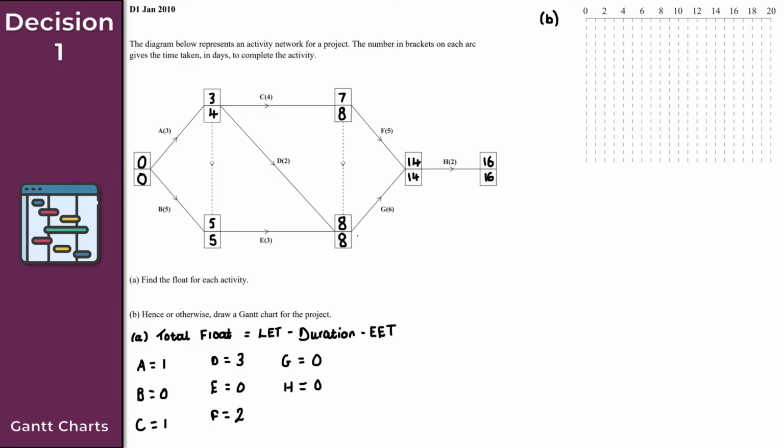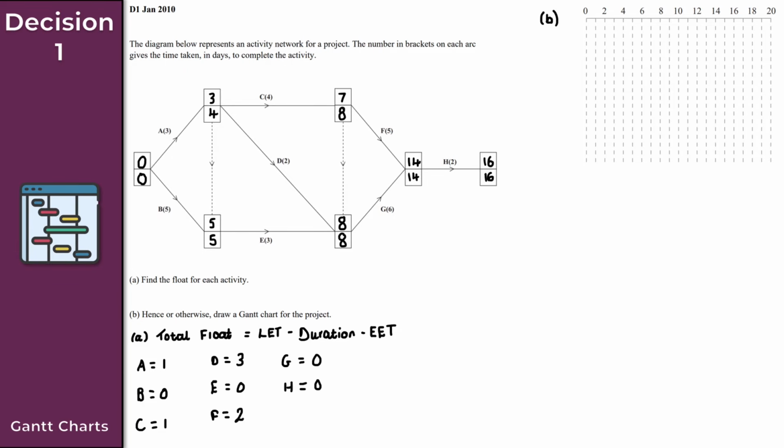So for part B then, as we can read here, it just says, hence or otherwise draw a Gantt chart for the project. So what I've got here then is my diagram to complete the Gantt chart. And they'll always give you this in an exam, so you don't need to worry about constructing the diagram here to draw a Gantt chart. All we need to know here then is how do we actually draw the Gantt chart.